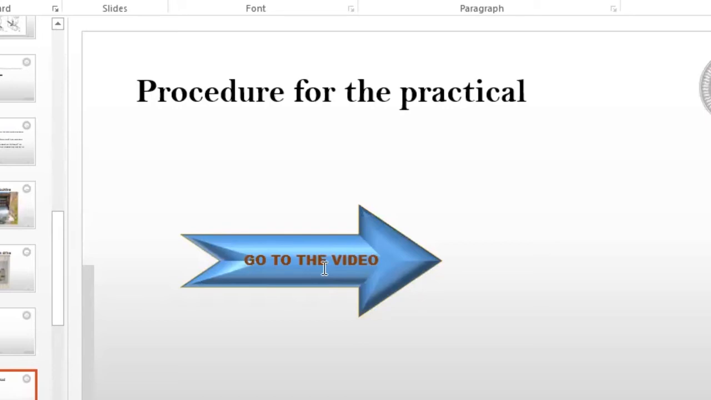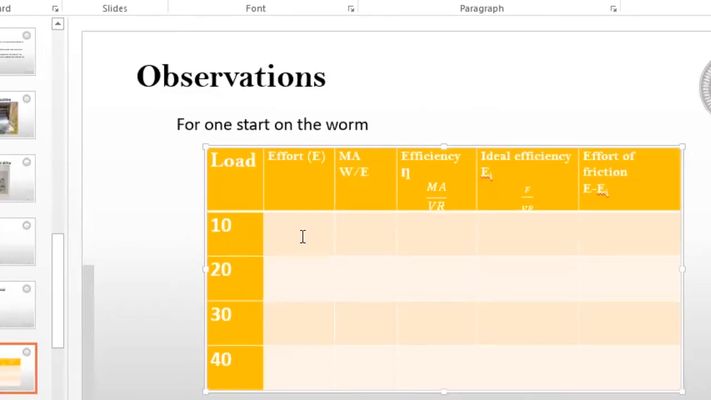So now you note down the values. For a load of 10 Newton, the effort is 6. For load 20 Newton, effort 9.5. For load 30 Newton, effort 14.5. For load 40 Newton, effort 19.5.